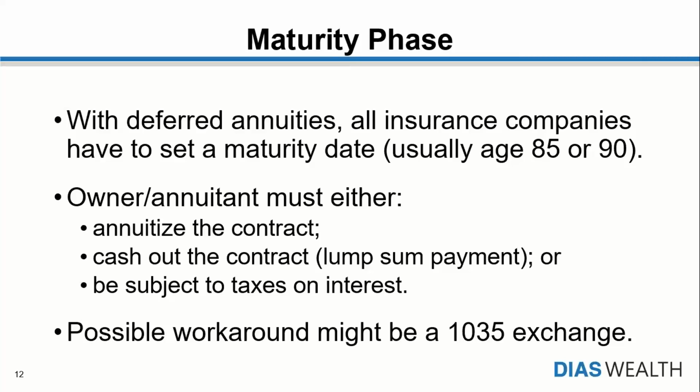So let's just say that you have a client, they've had an annuity for so many years, they've been building up a lot of interest in the contract, haven't taken anything, and they're about to hit this maturity phase. They can essentially 1035 that contract into a new contract and avoid this altogether.